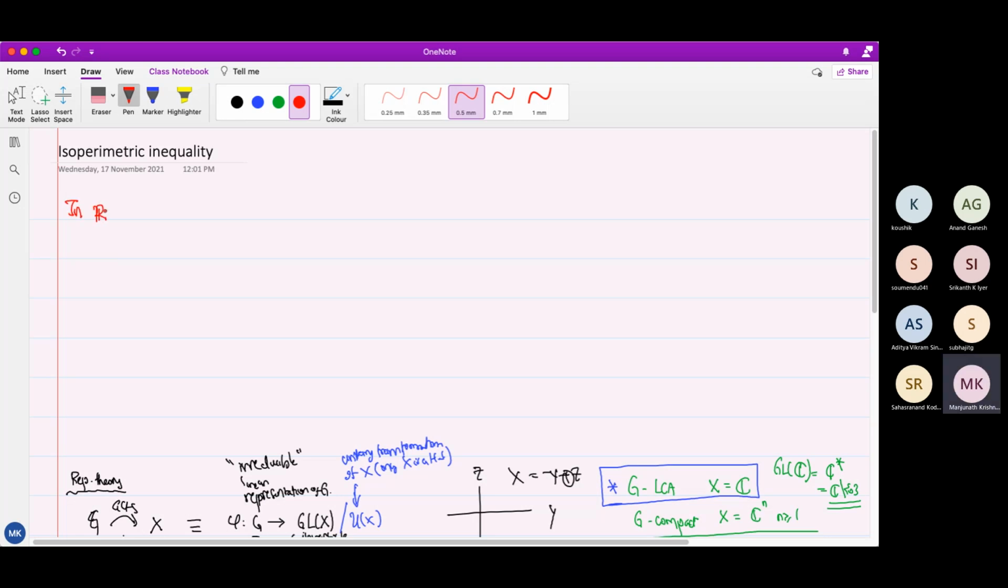in R2, it says that among all bodies with given perimeter, the disk has the maximum area.